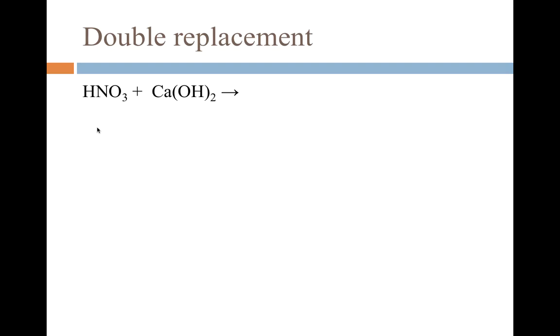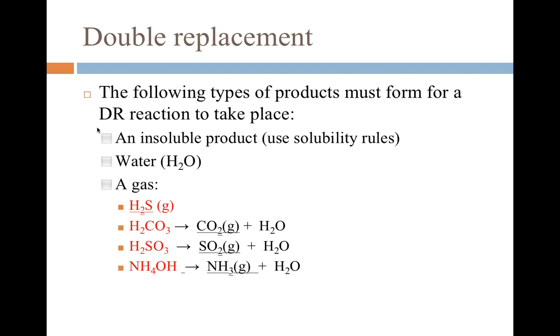When you have your products, then you want to use your products to determine whether or not the reaction occurred. So you're going to look to see if there is an insoluble product, if there's water, or if there were one of the gases that you need to know. Here's our list that you're going to look for. You're going to look at your products and compare them to this list to see if they are in the list.